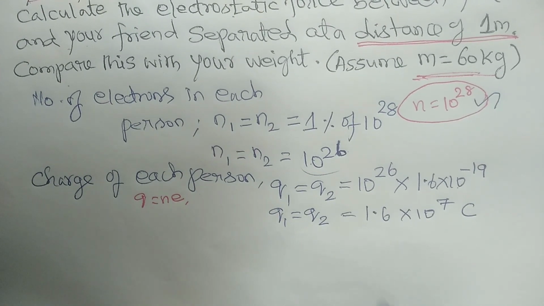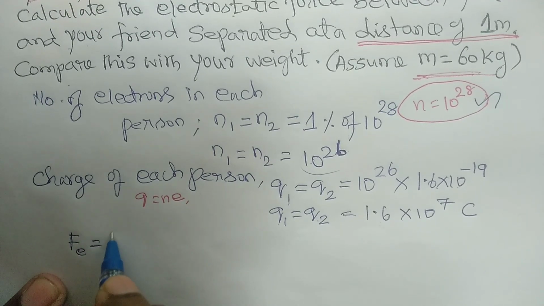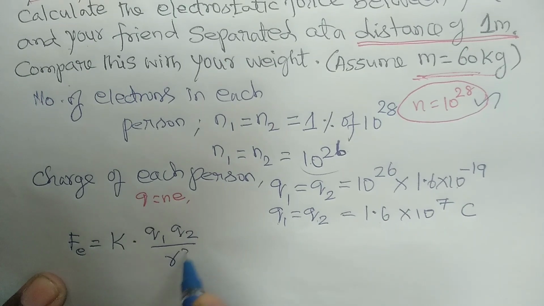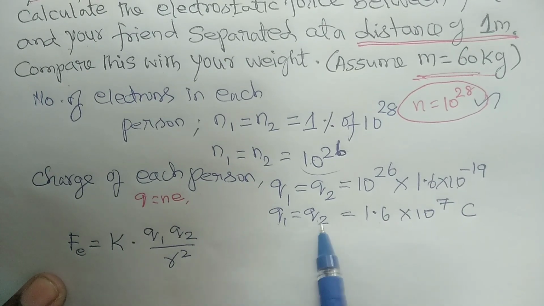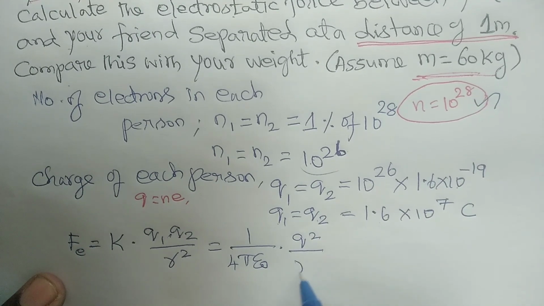Now we can understand that the first person and the second person carry the same amount of charge. You remember the electrostatic force equation according to Coulomb's law: F_e is equal to k q1 q2 by r square. Here both charges are equal, and k is 1 by 4 pi epsilon naught, so we simply write q square by r square.